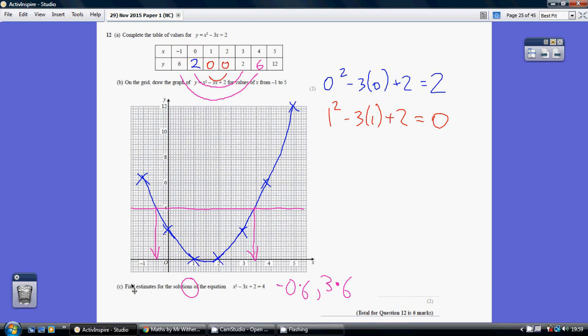Now for part C, we've got to find estimates for when it is equal to 4. So draw a line along it equaling 4, and note it says solutions. So we've got to take both points where it equals 4, so we drop down a line here, we drop down a line here, and we get about minus 0.6 and 3.6. Answers there or thereabout will do, as it is an estimate.